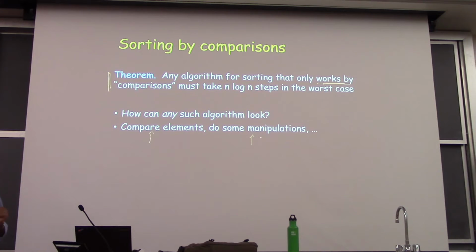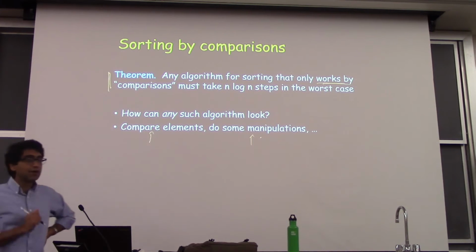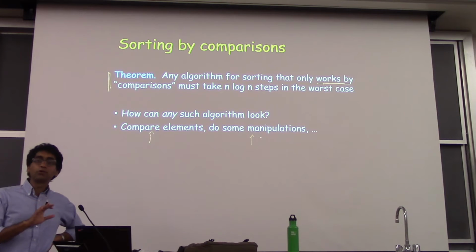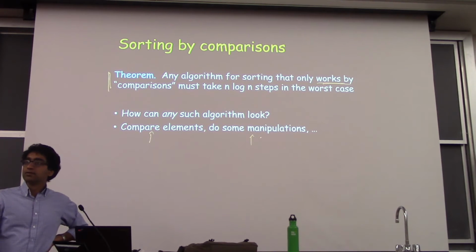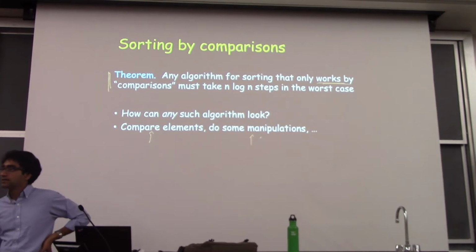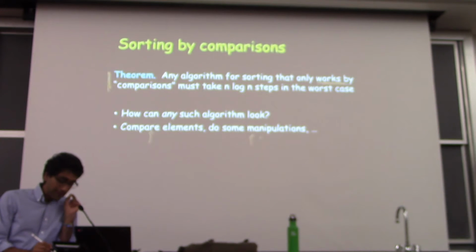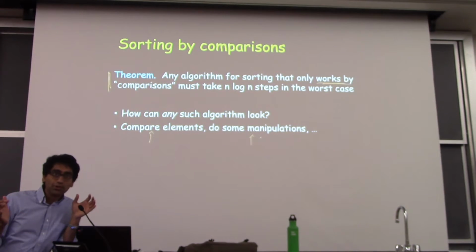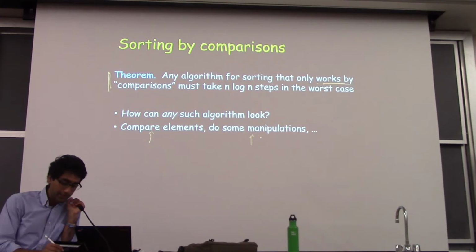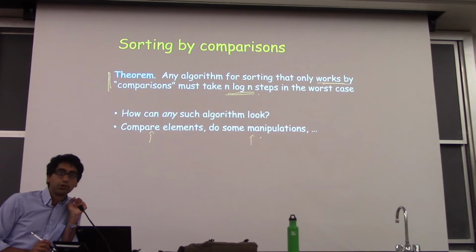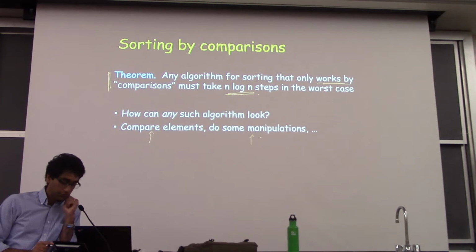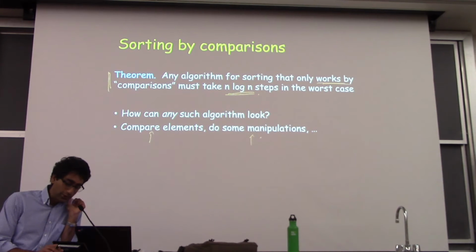So the main idea behind proving this kind of statement, but note that we don't know what comparisons it's doing or what outputs it's getting and so on. And we want to show that if this algorithm works correctly for any input, then it must make at least n log n comparisons. Okay, so that's what we want to prove. Let's see how you go about doing this.